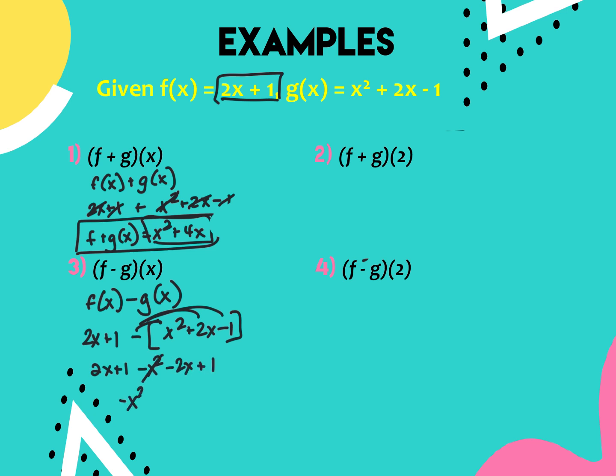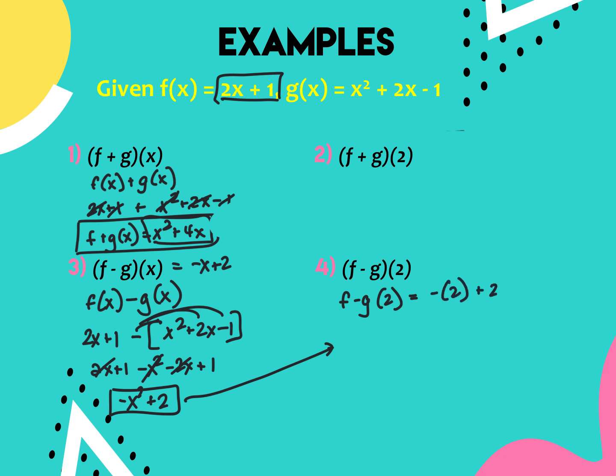Again, I don't have any other x squareds. I'll combine my like terms. The 2x's cancel out. And then I have plus 2. And so I know this is the solution to this problem, minus x squared plus 2. Again, here now, I have f minus g of 2. So f minus g of 2 is going to be, I'm going to take this equation, and it's going to be the opposite of 2 squared plus 2. So minus 2 plus 2 equals 0. And so 0 is my solution.